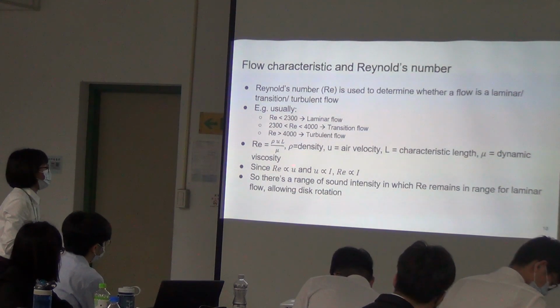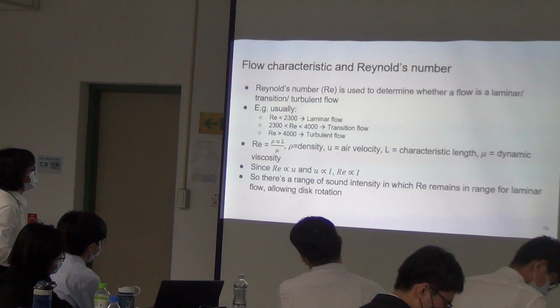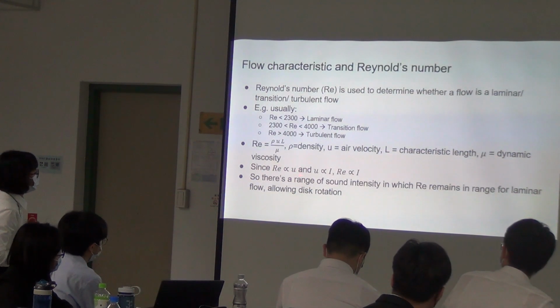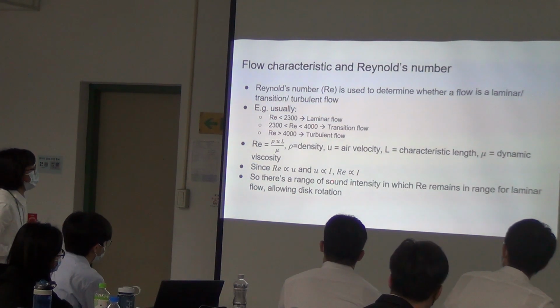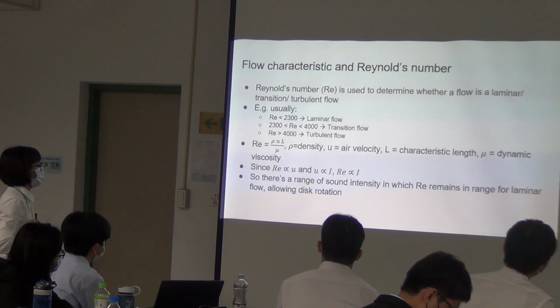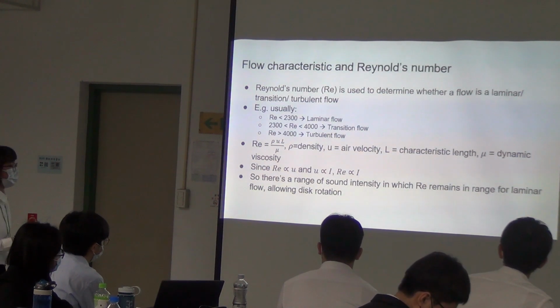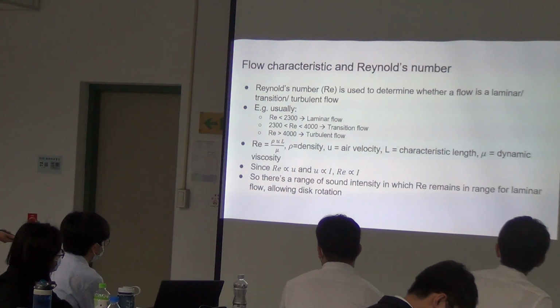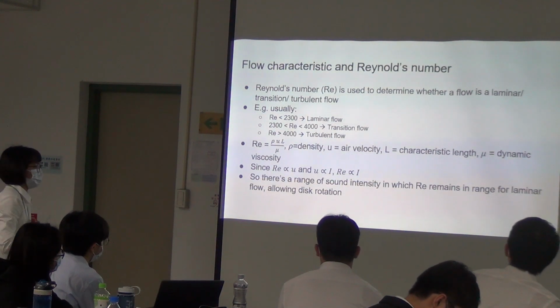And since R is positively correlated to U, and U is positively correlated to I, the Reynolds number is positively correlated to I. So there's a range of sound intensity in which the Reynolds number remains in the range of laminar flow, allowing the disc to rotate.